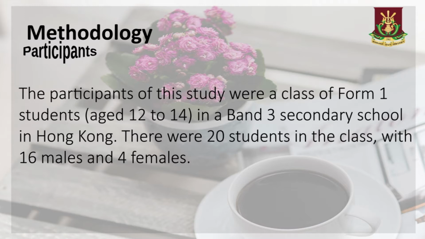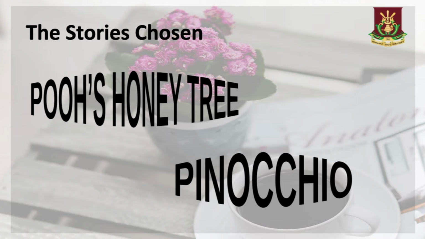As for the methodology of the study, the participants were a class of Form 1 students in the age bracket of 12 to 14 in a Band 3 secondary school in Hong Kong. There were 20 students in the class, with 16 males and 4 females. In this study, two storybooks were chosen for investigation.